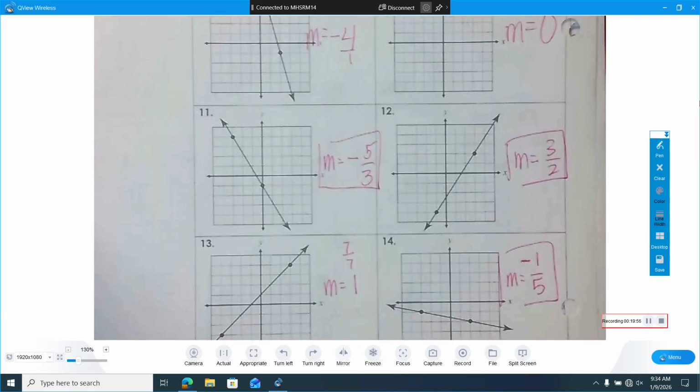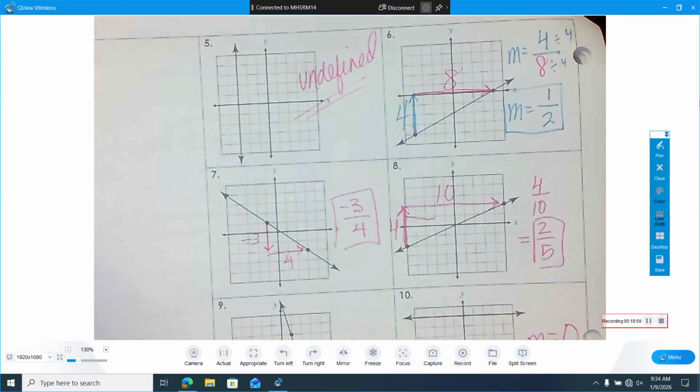Okay, here's the deal today. You have another worksheet that probably won't take you very long at all. I am going to be updating grades.